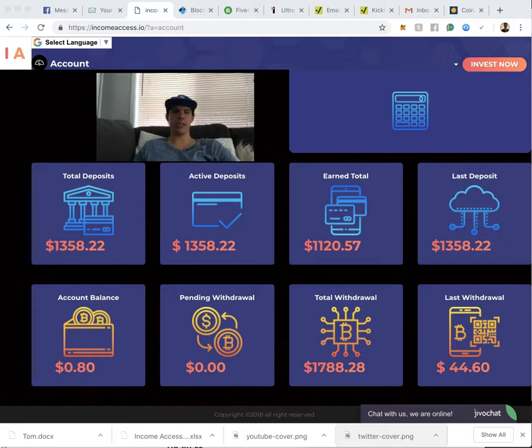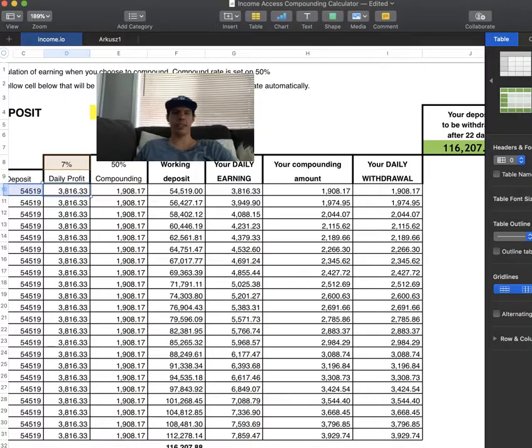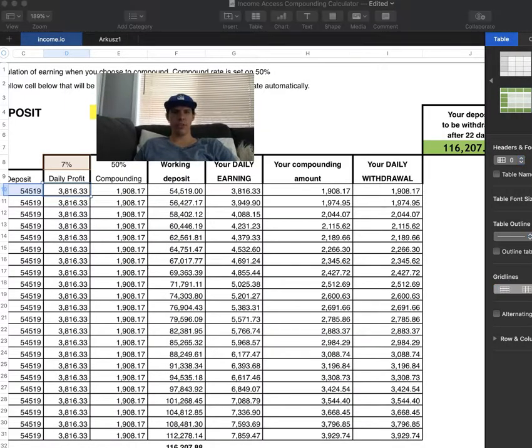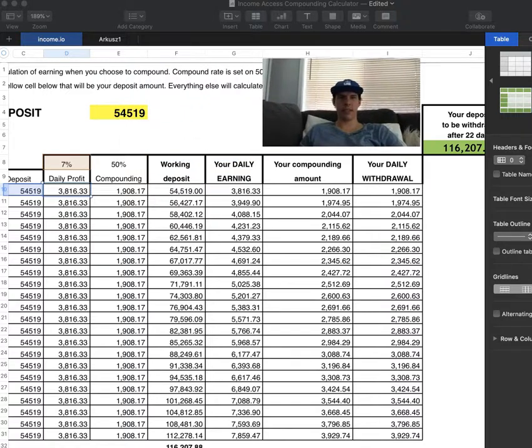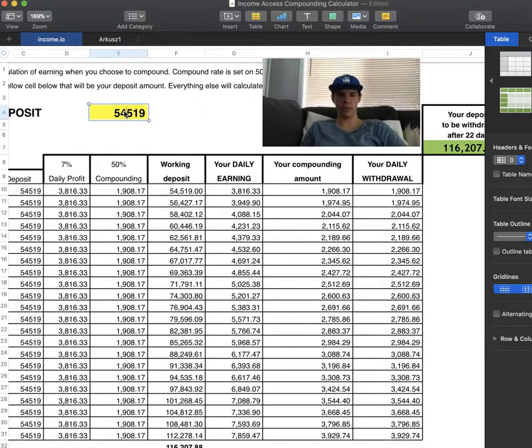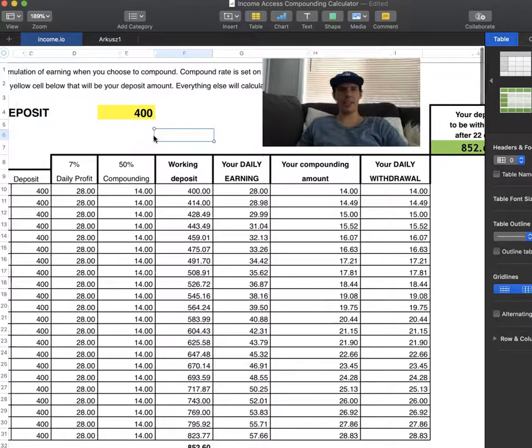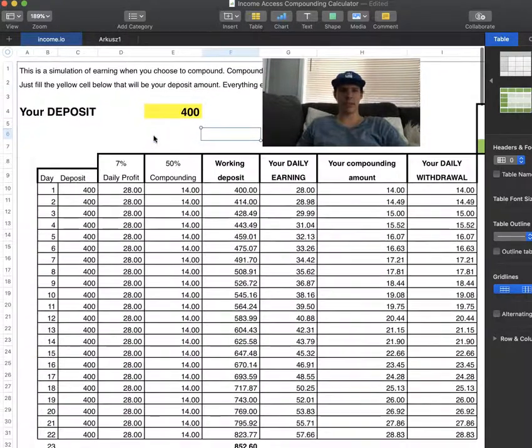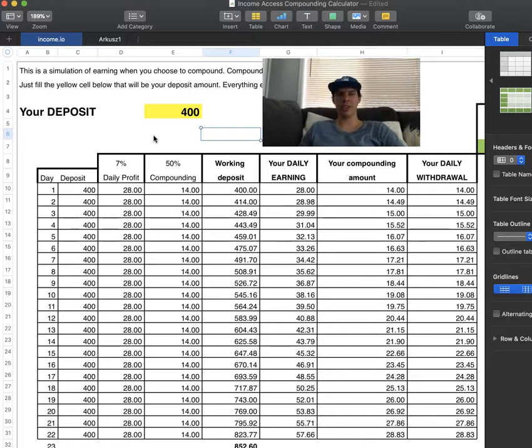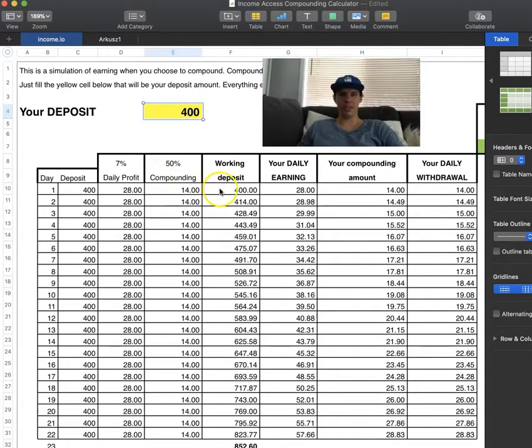So Income Access have just recently got this new compounding calculator. Okay, it's very easy to use. So let's start this number off with only $400. This is the minimum for the 7% daily plan. I recommend going in with at least $500 just to make a bit more money. So let me see, just $500.